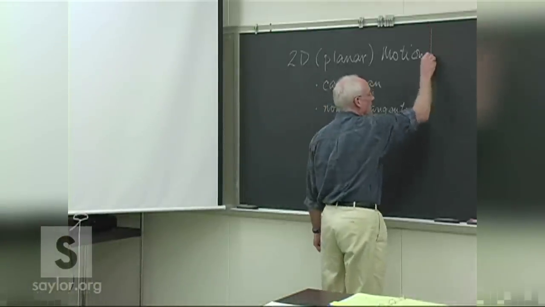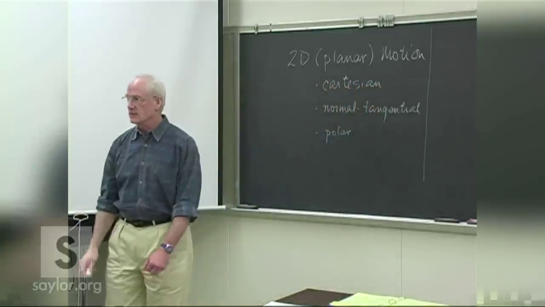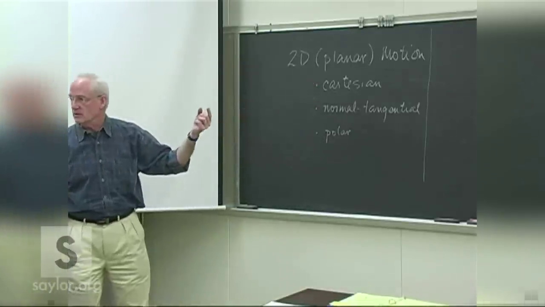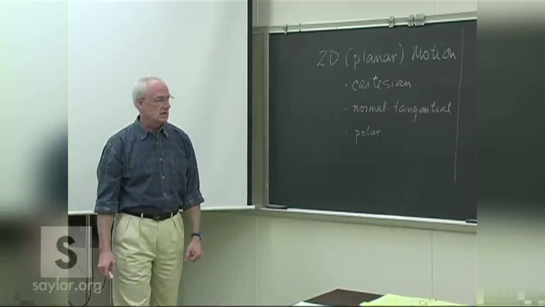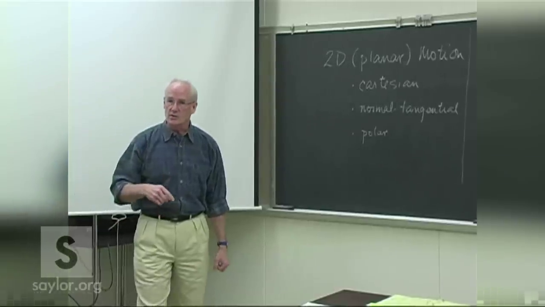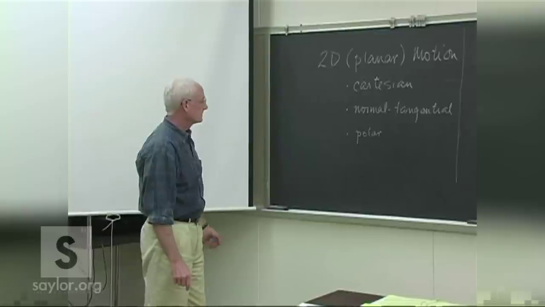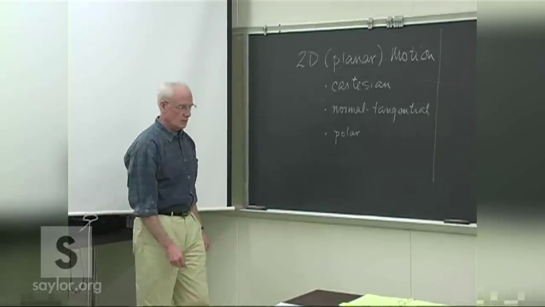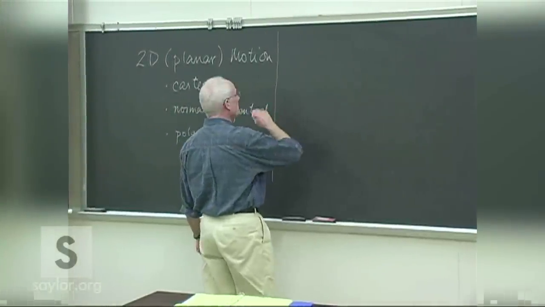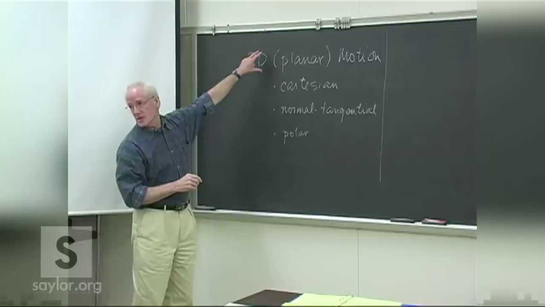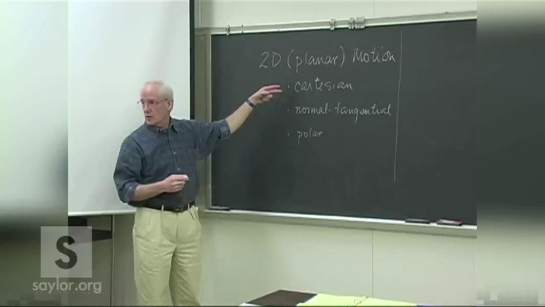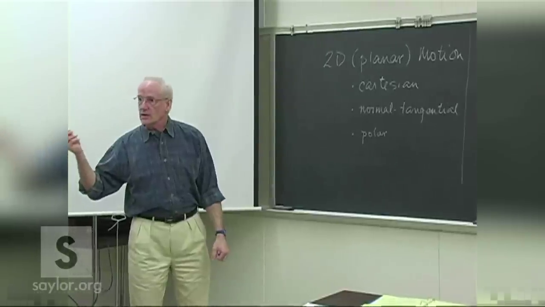We'll talk briefly about what it means in three dimensions. The Cartesian system in three dimensions is no great change. You just add on the third dimension, the z direction. The normal tangential is also the same. You just add a z component to it, in and out of the plane, just like with the Cartesian. Polar is a little bit different, but we'll just briefly address it without any great explanation. And remember, because these are 2D planar motion coordinate systems, each one has two variables to describe the location, and from that changing location we get the velocity and then the acceleration.